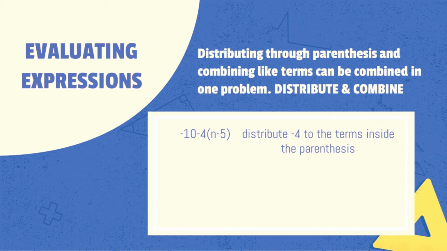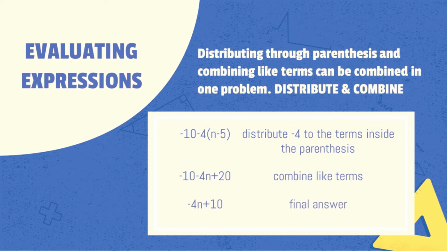According to the order of operations, we need to multiply or distribute first, then add or subtract, combine like terms. In short, we distribute, then combine. So negative 10 minus 4, open parenthesis, n, minus 5, close parenthesis. Distribute negative 4 to the terms inside the parentheses. So it will be negative 10 minus 4n plus 20. Now combine like terms. Negative 4n plus 10 is our final answer.